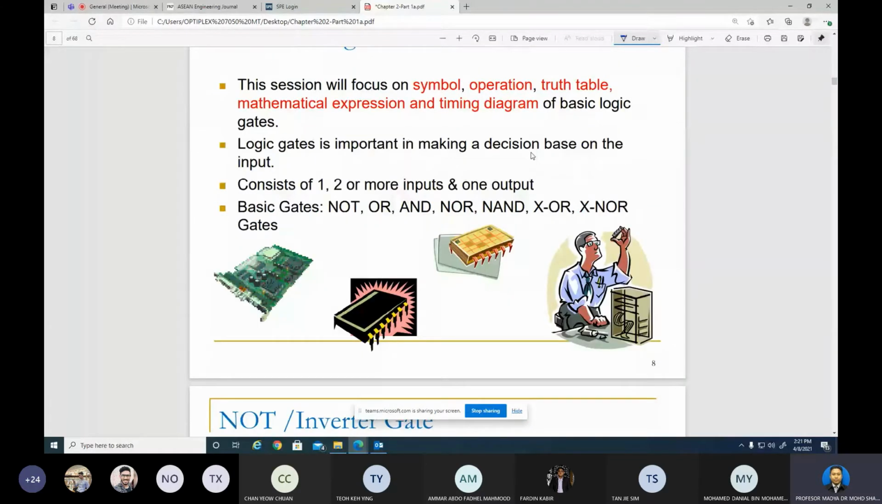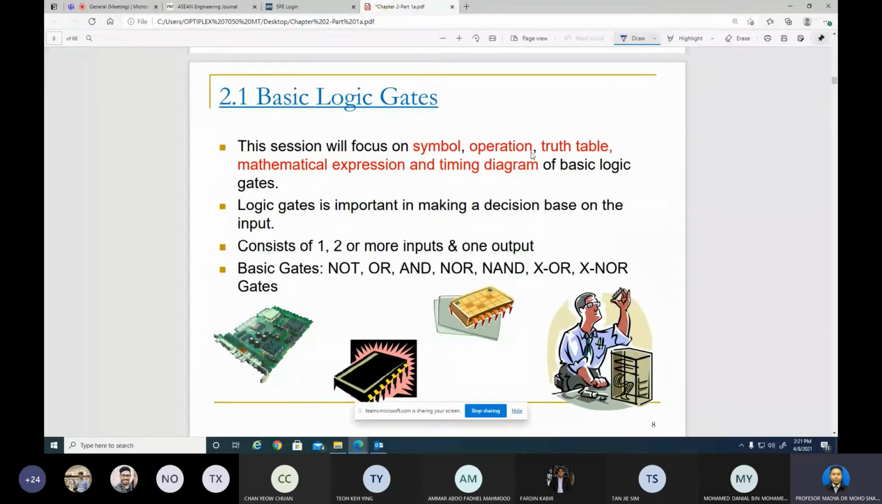Okay, so for the basic logic gate we have the symbol, operation, truth table, mathematical expression, and timing diagram that you have to know. For example, this is the symbol for the AND gate. This one is the symbol for the NOT gate. And this one is the OR gate. So this is symbol and operation, as you know.